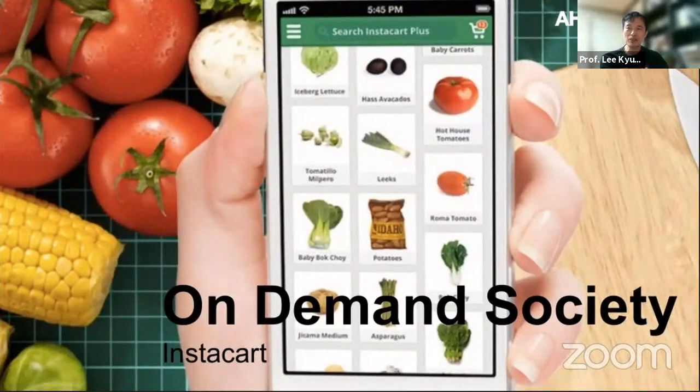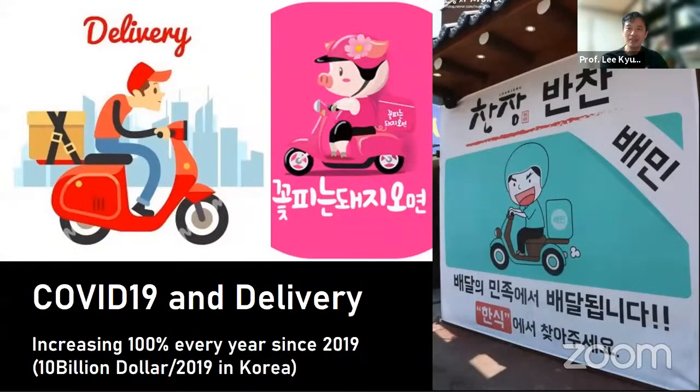Fresh food can also be delivered. In Korea, if you order today, the product you want will arrive at your doorstep tomorrow morning. What a wonderful world. The delivery market is growing under the influence of COVID-19. The market size has been increasing 100% every year since 2019. $10 billion in 2019 in Korea.